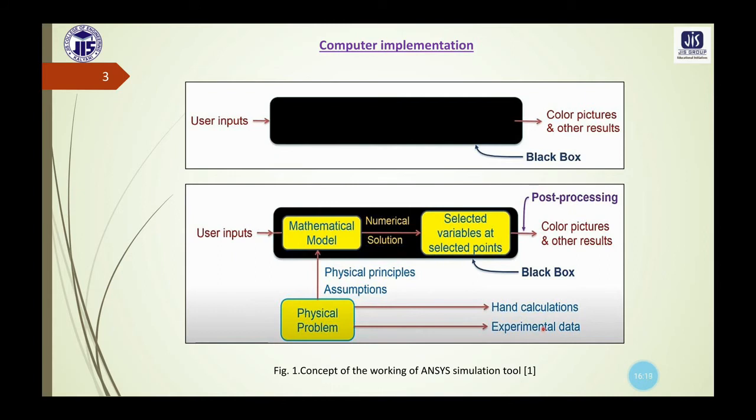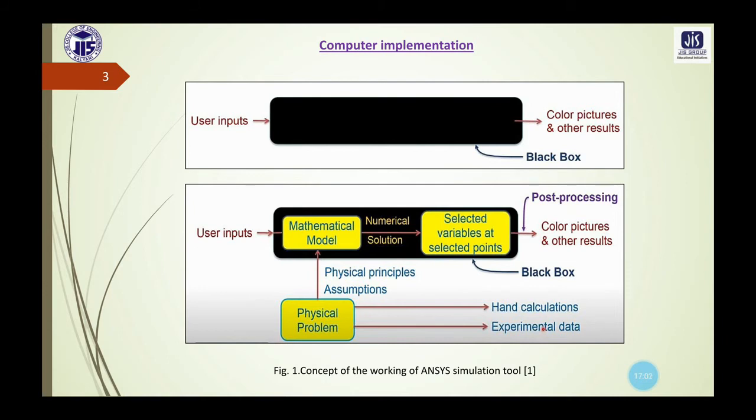Now inside this black box, these are the things that happen, that is, the simulation tool does all this, it performs all the steps. Now how to validate our result? So you can see in the physical problem, two arrow signs are given and it is written hand calculations and experimental data. Based on the various user inputs, we can perform some hand calculation, that is some analytical method, to find the result, and with that result we can compare the result obtained through the simulation tool.